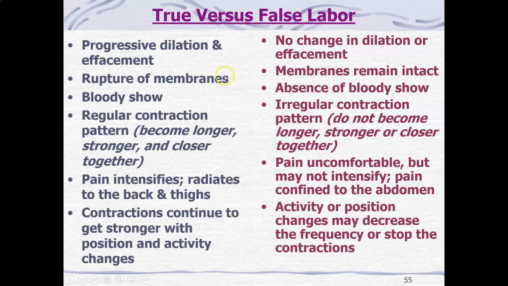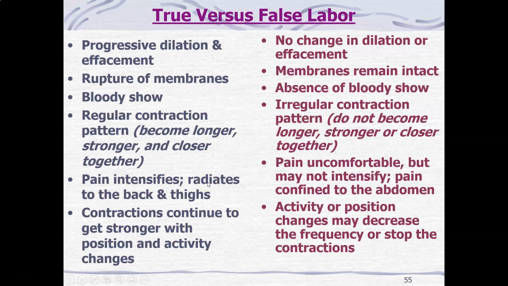In true labor, we have rupture of membranes. In false labor, the membranes remain intact. True labor, we're going to have a bloody show. False labor, no bloody show. In true labor, we'll have regular contraction pattern that becomes longer, stronger, and closer together. And in false labor, we have irregular contraction pattern.